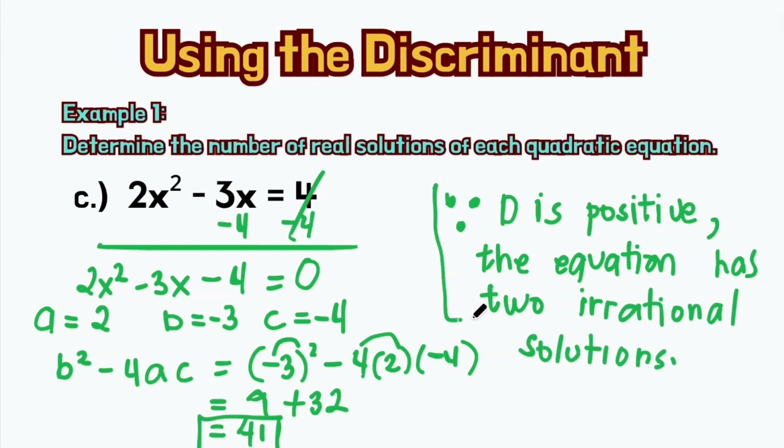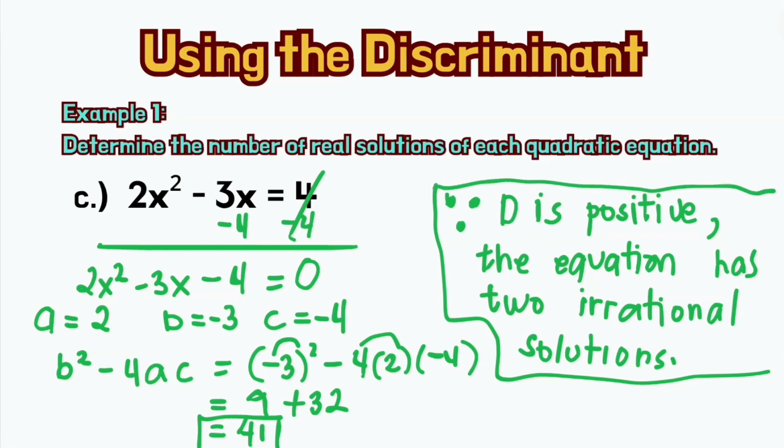Go ahead and check it and you will see na may dalawang solution naman tayo. Pero irrational solutions nga lang ang lalabas dun sa ating given na equation here. Okay? So, because the discriminant is positive and that is not a perfect square number. And that's it. These are the first 3 examples for the method using discriminant.